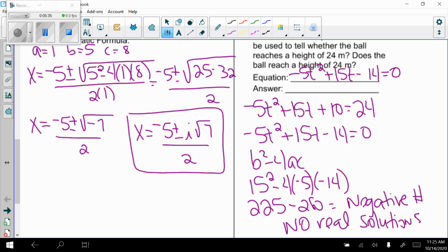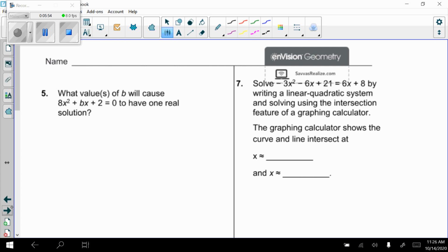Okay? If there are no real solutions, then no, the ball does not reach 24 meters. You're going to write it out just like that. You're going to answer the problem just like that. Okay, let's go to the back.